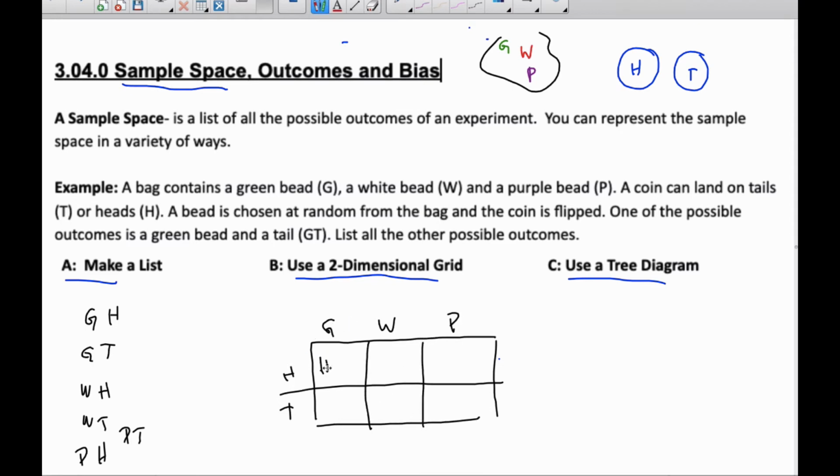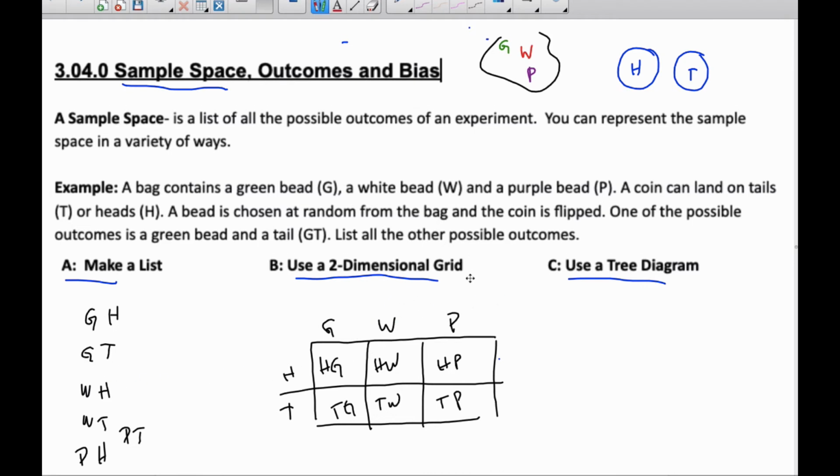So I can have a head and a green, a head and a white, a head and a purple, and a tail and a green, a tail and a white, and a tail and a purple. In this case, the order doesn't matter, but this is another systematic way of making a list. And it's just making sure you don't miss any possibilities.